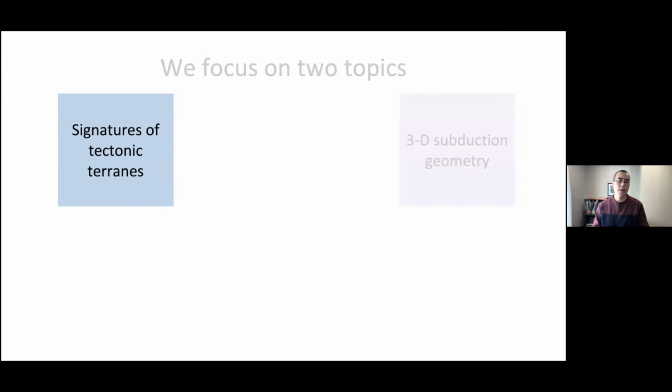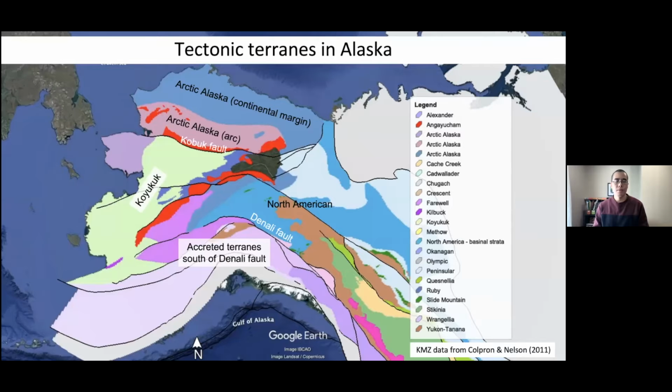Let's first look at tectonic terrains. Alaska has a lot of tectonic terrains. I'm highlighting a few major terrains in Alaska, including the accretionary terrains in southern Alaska, the Koyukuk terrains in western Alaska, the Arctic Alaska terrains, and the North American terrains in eastern Alaska and the Yukon region in western Canada.